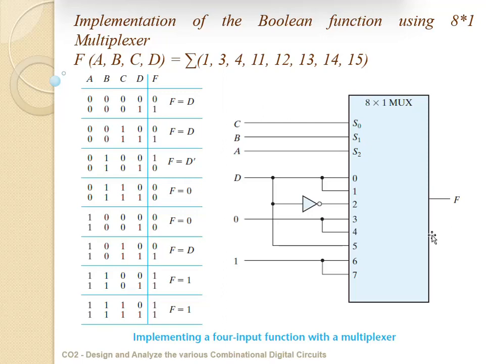Now the function is implemented by using an 8 cross 1 multiplexer. S2, S1, S0 are replaced by A, B and C. I0, I1 is equal to D. I2 is equal to D dash. I3 is equal to 0. I4 is equal to 0. I5 is equal to D. And I6 is equal to 1. I7 is equal to 1. So 8 inputs, 3 select lines and 1 output.